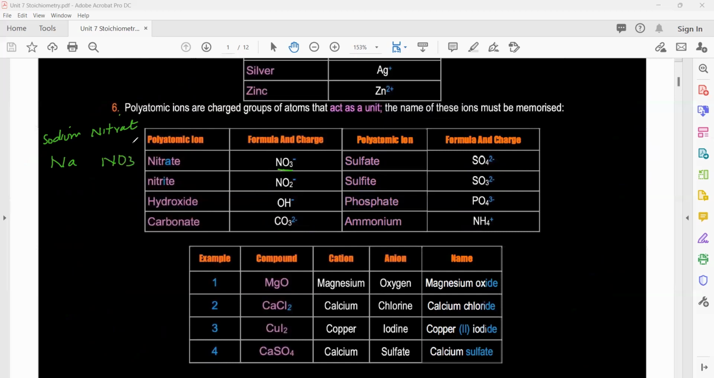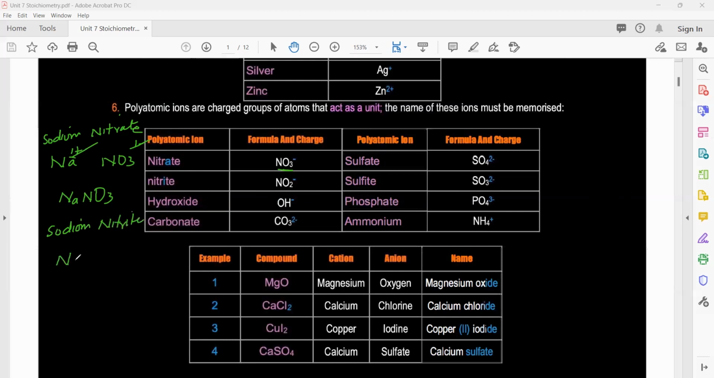So NO3 has what charge? 1 minus. Sodium has what? 1 plus. So they are the same, plus 1 and minus 1 cancel. So the formula will be NaNO3. This is sodium nitrate. If I say, okay, write the formula of sodium nitrite.